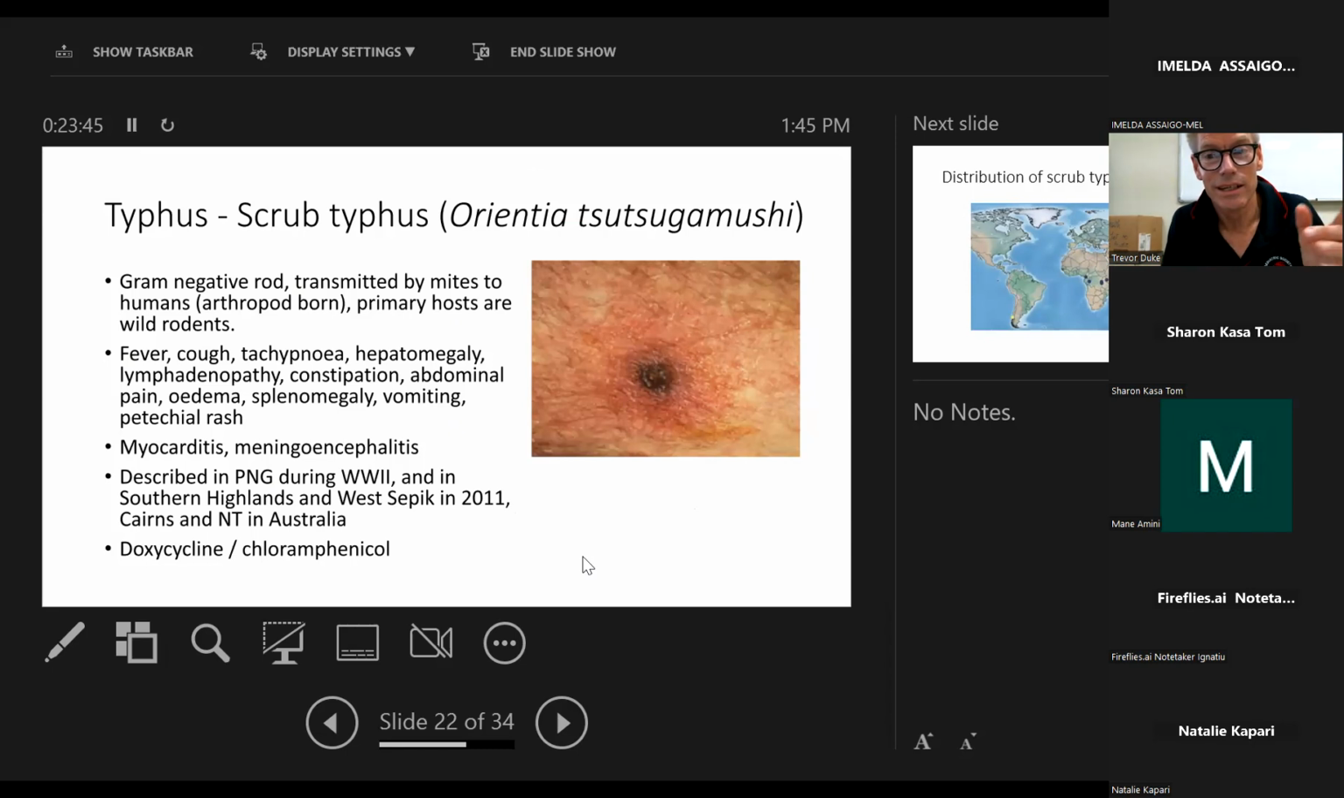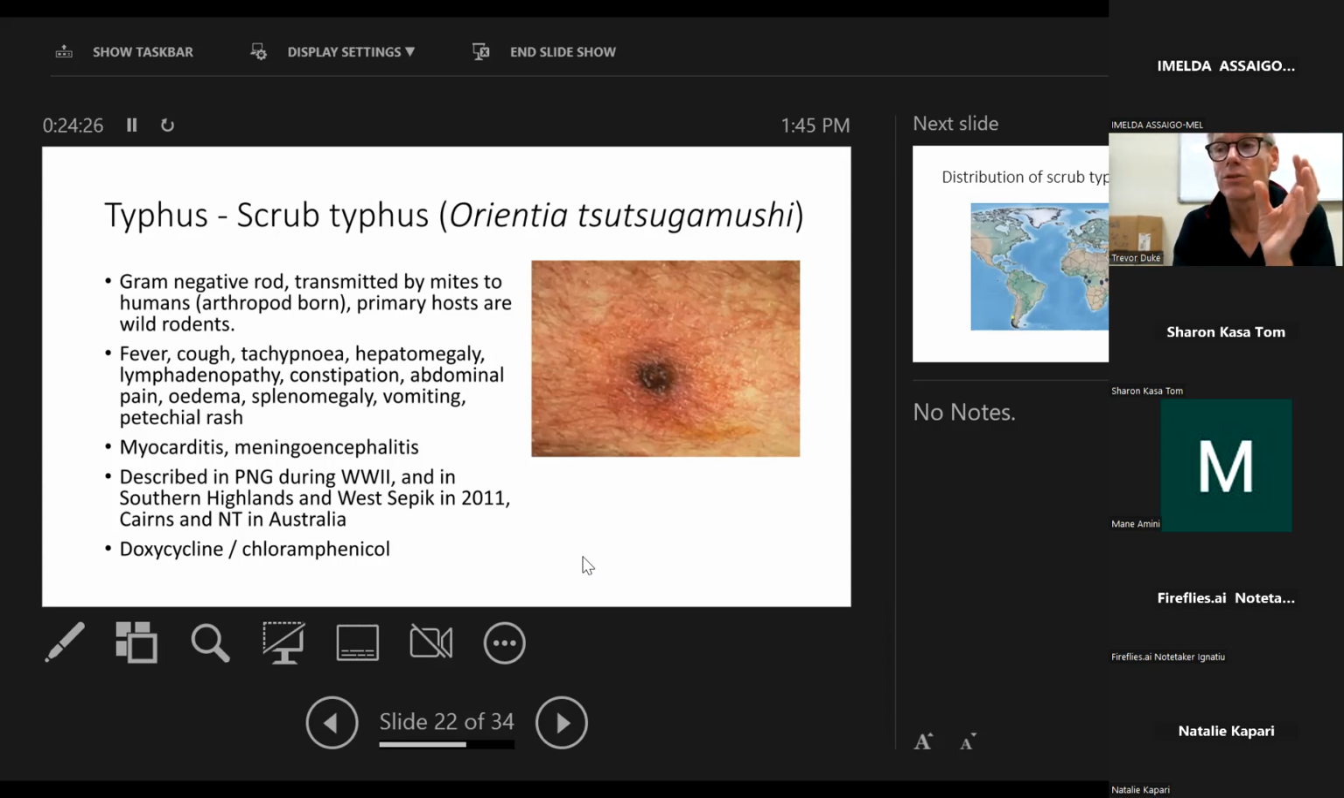I want to go on to other fever and rashes now, and I'm going to talk very briefly about bacteria. Some fever and rashes are due to bacteria, and this is one that's also quite common in PNG. I don't think we diagnose it very much, but it actually is quite common. It's a gram-negative bacteria, transmitted by insect mites that get into the skin and transmit the bacteria. The bacteria is called Orientia tsutsugamushi. Funny name, but Orientia tsutsugamushi.